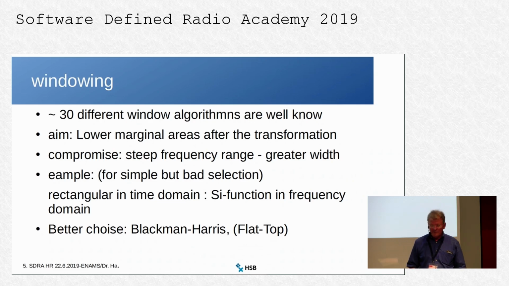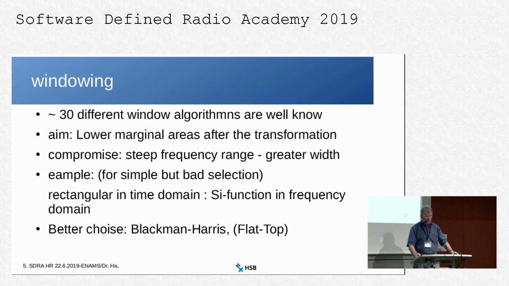Windowing, there are 30 different window algorithms well known. The aim is to lower the marginal areas after the transformation. The compromise is a steeper frequency range, or improved bandwidth. An example for a simple but bad selection is a rectangular window in time domain. This results in a sin x divided by x function in frequency domain. And this is very broad.